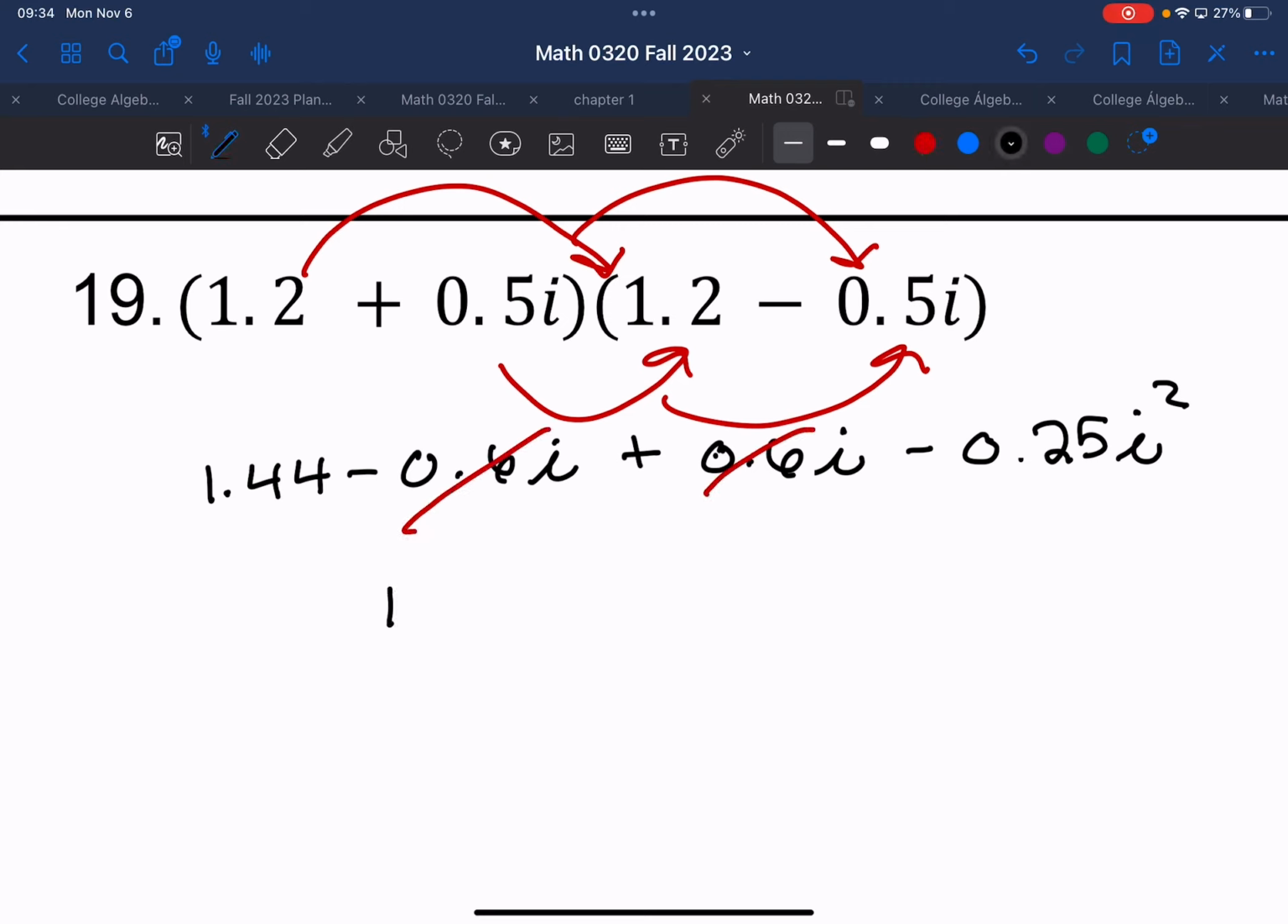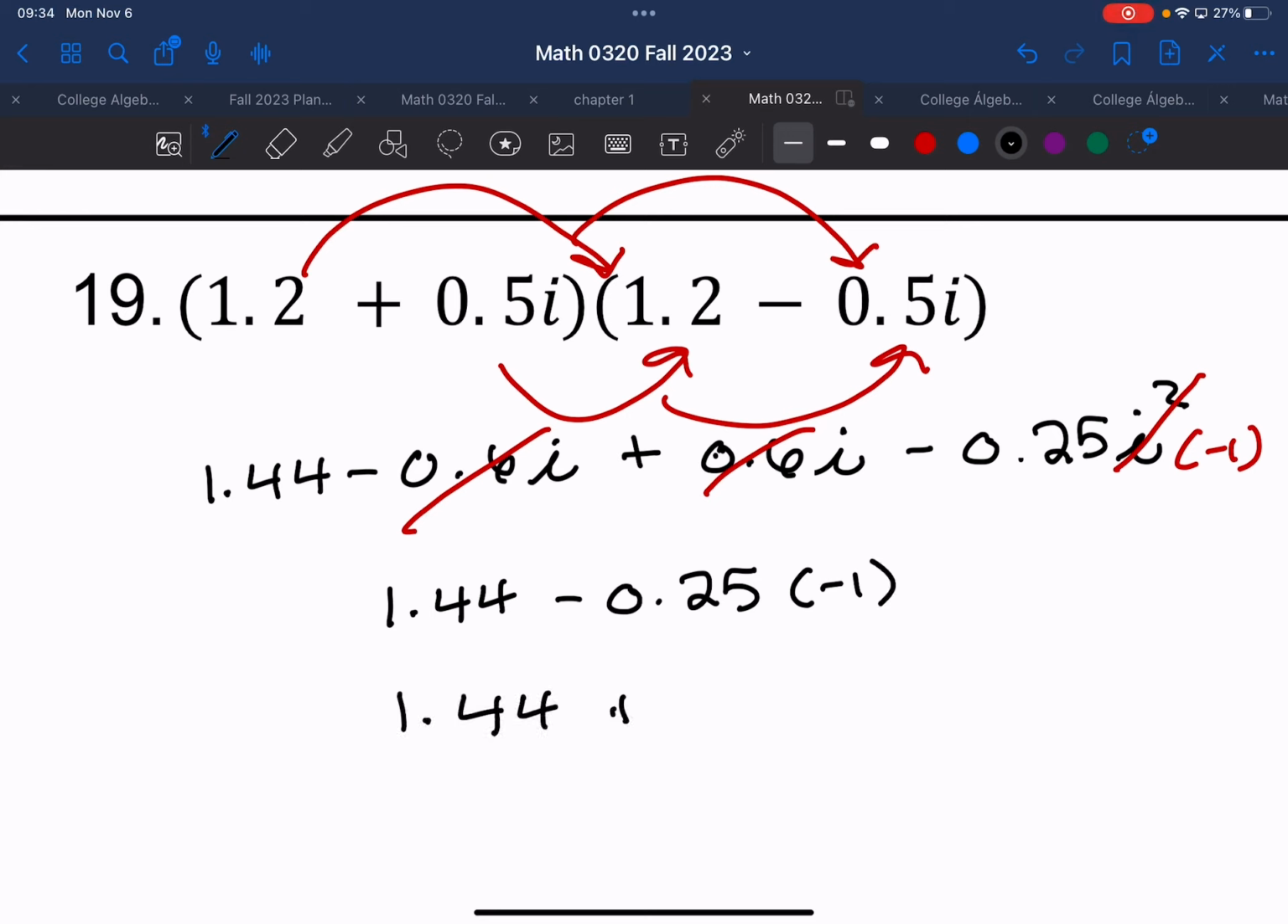Cancel, so I'm left with 1.44 minus 0.25, and what is i squared? Good, negative 1. So I have 1.44 plus 0.25, which gives me the answer of 1.69. Is this complex? Is it real or imaginary? Real.